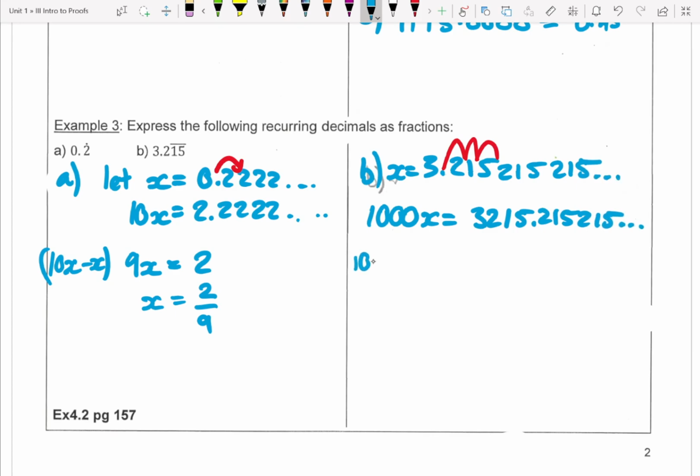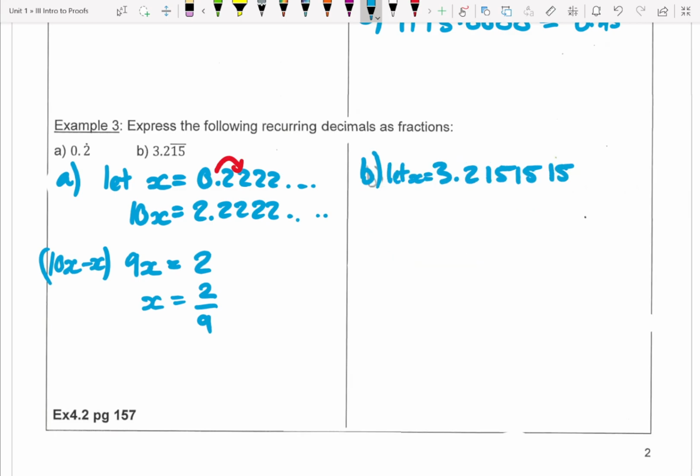So same process. We do 1000x take x is equal to, so we get 3215 take 3, which is 3212. Sorry, let me just check something. My apologies. It seems I was reading the question wrong. So it's not 3.215 recurring. It's just 3.2 and then 15 recurring after. So I'm just going to fix this up and I'll be right back.